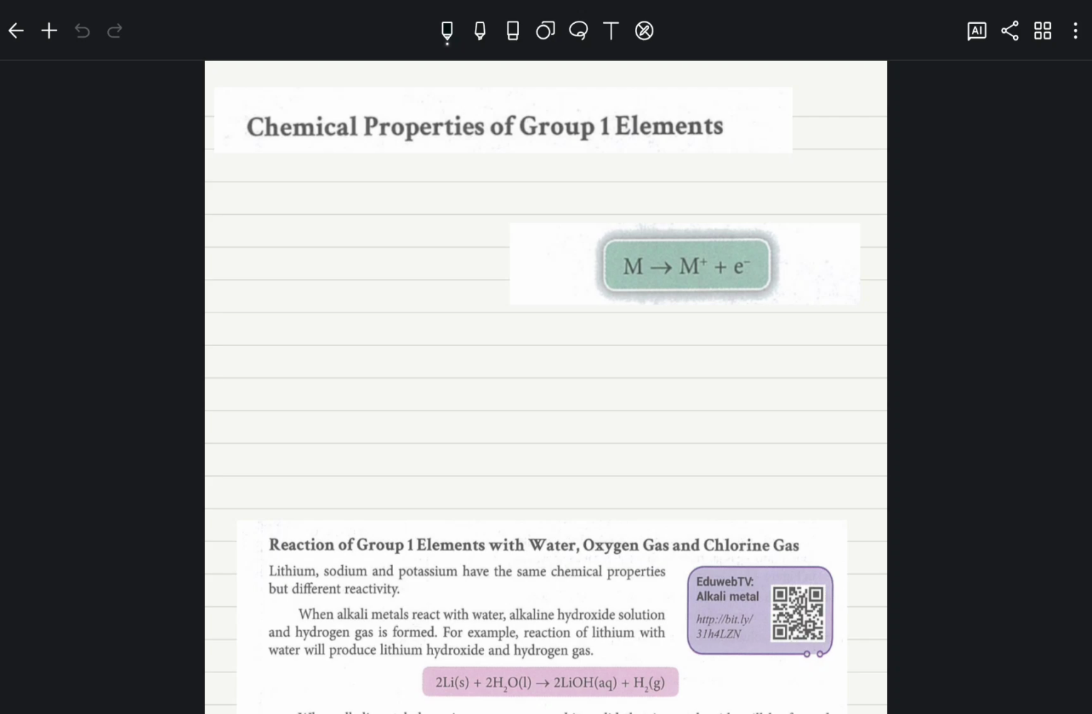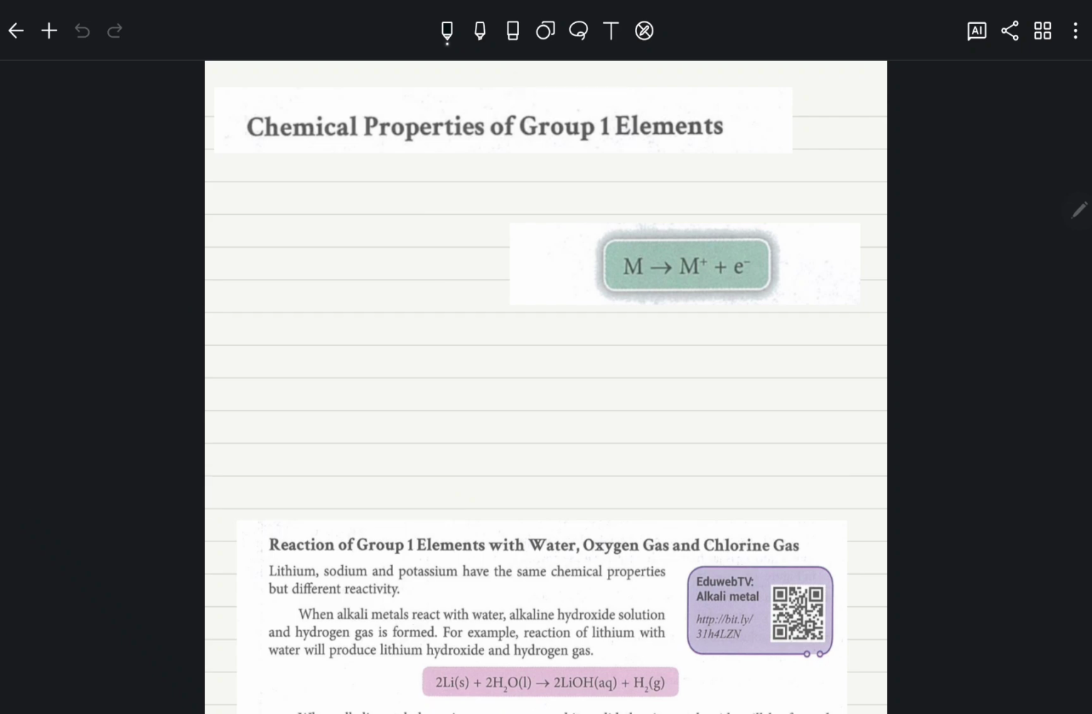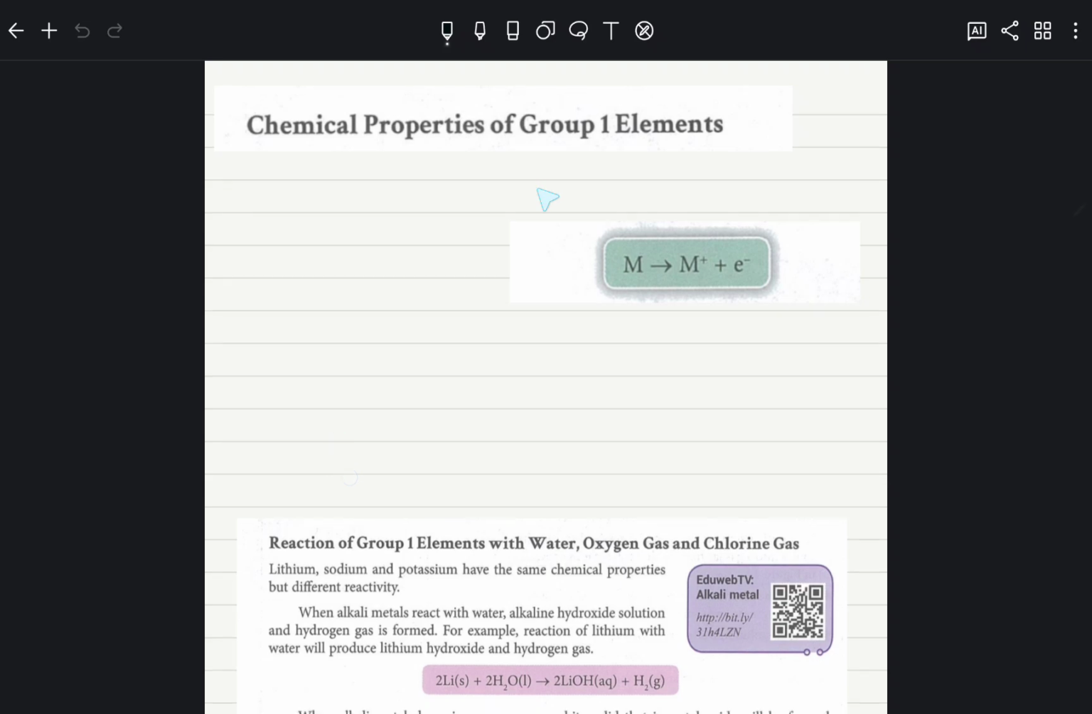Now can you see this diagram? M will produce M plus electron. What does this mean? A metal donates its electron. So this is the equation of the metal donating the electron. They simply denote the metal with the symbol M. M is not the exact symbol of the element, it just represents the metal.